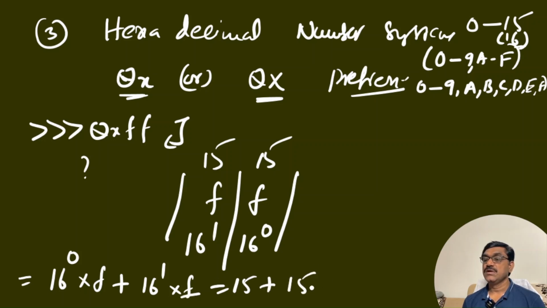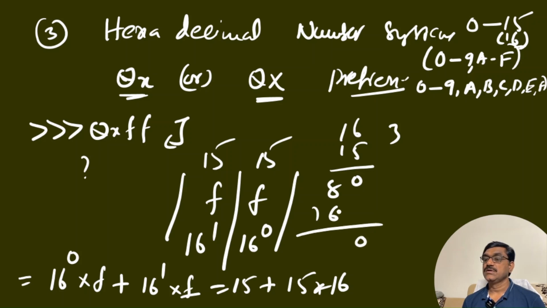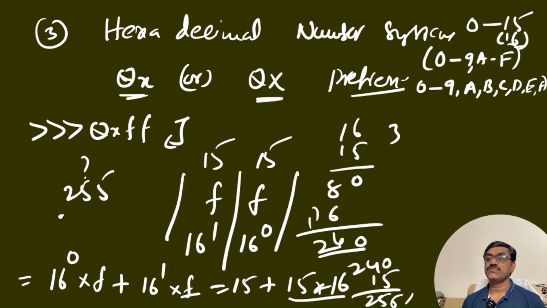What you have to write? It is 15 into 16. 16 to the power of 1, 16 into 15. 16 into 15, how much? 5 6 are 30, 5 1 are 5, 1 6 are 6, 1. Here 240, right? So this is 240. That means 240 plus 15, 255. The answer you are going to get here is 255.